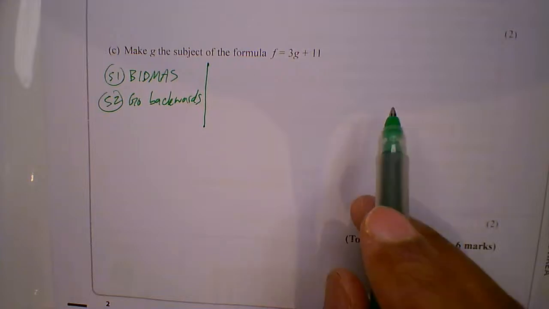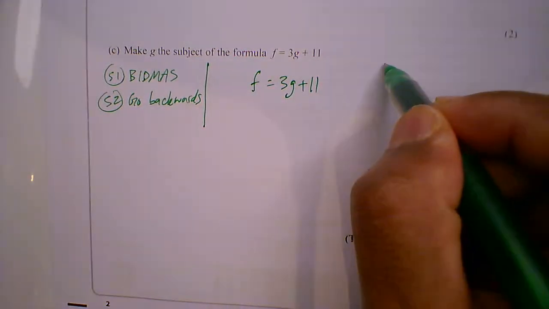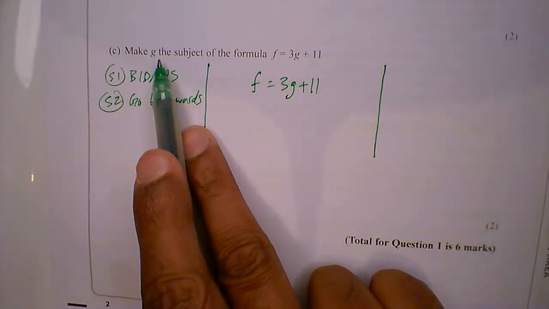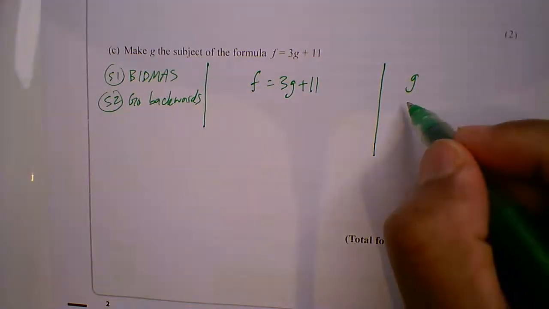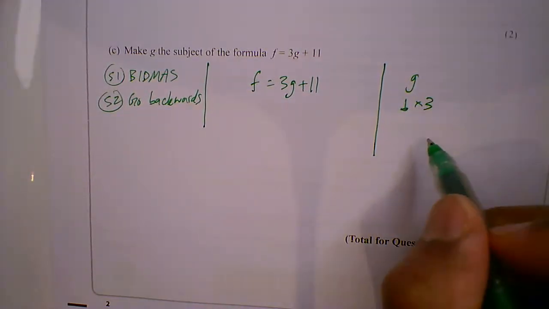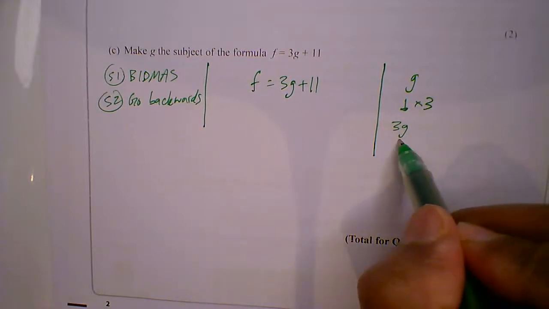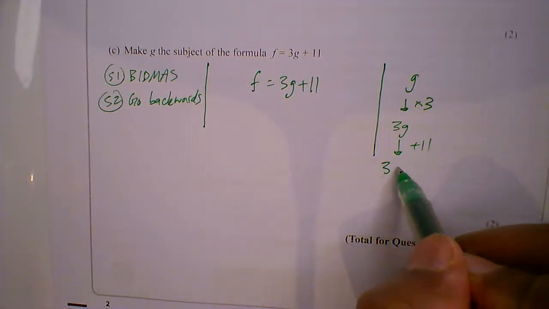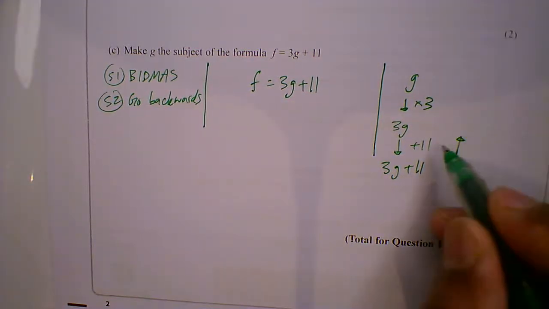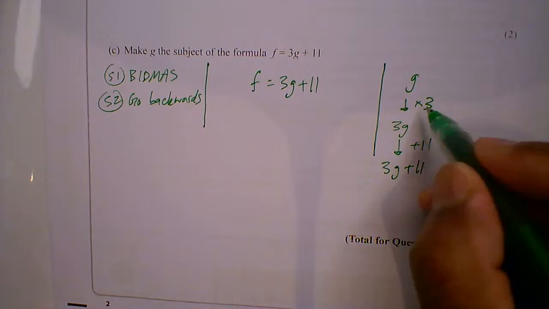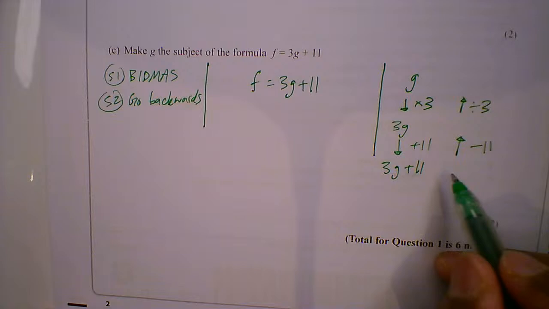Okay, so what am I doing? If I write this out, F equals 3G plus 11. I want to make G the subject of the formula, so I start off with G. What happens to G next? It becomes 3G. So I'm multiplying by 3. Then what's happening? I'm adding 11. So it becomes 3G plus 11. So now I'm going backwards. So opposite of plus 11 is going to be minus 11. Opposite of times 3 will be divided by 3.